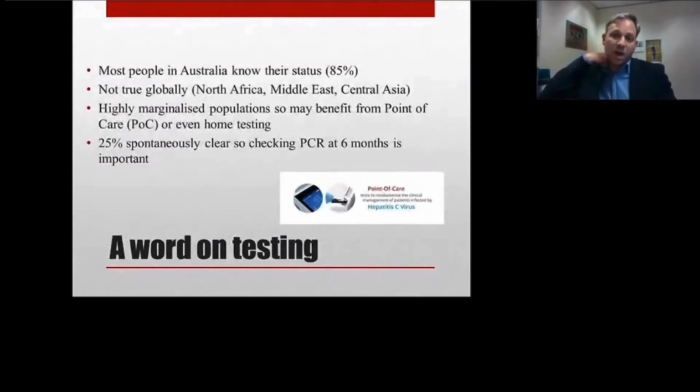Testing, a point of care test might be very significant for marginalised populations, and even though most in Australia know their status, that's not true in Egypt, where 8% of people are infected, in part due to a leishmaniasis elimination program that went horribly wrong with dirty needles. So it's very hard to identify who needs testing.